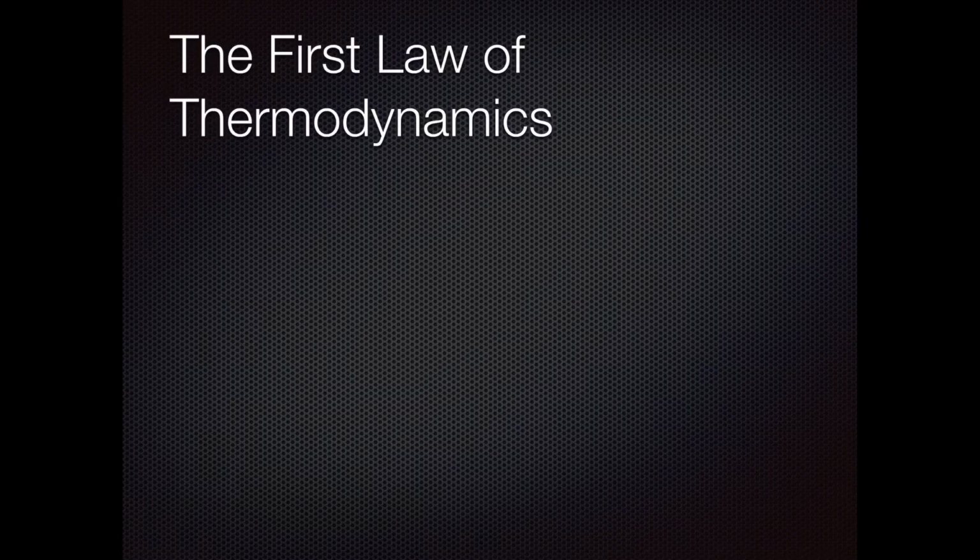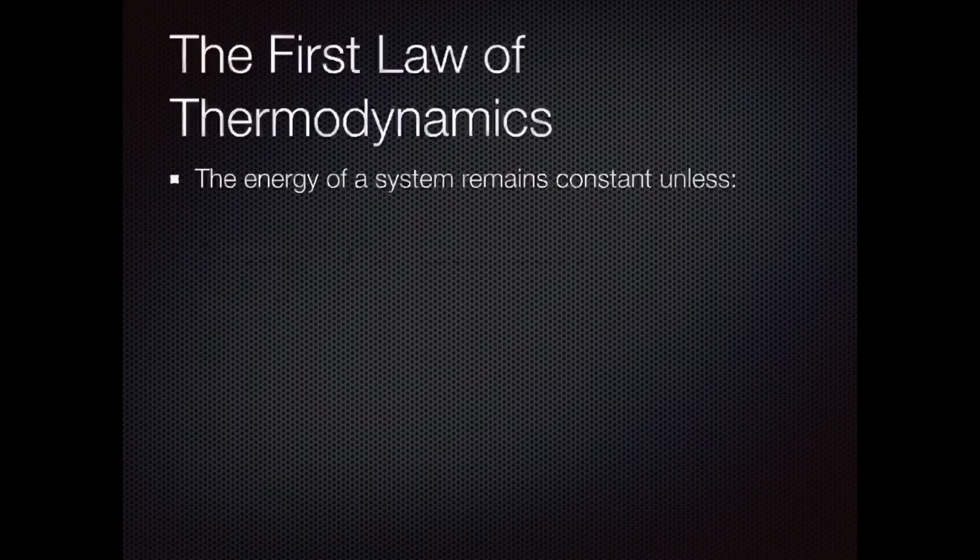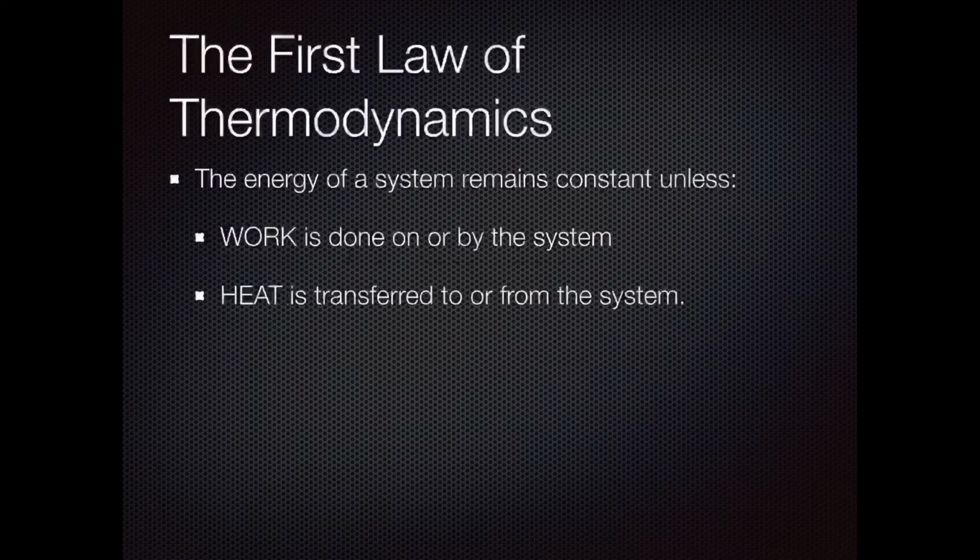The first thing I want to talk about is the first law of thermodynamics. Now, this has several pieces to it, but basically the first law of thermodynamics says the energy of a system remains constant unless one of two things happen. First, work can be done on or by the system, right? If work is done on the system, that means something is putting energy into your system. Or if your system does work, then it requires or uses energy to do that work. And so therefore, the energy of the system will change if work is being done on or by the system.